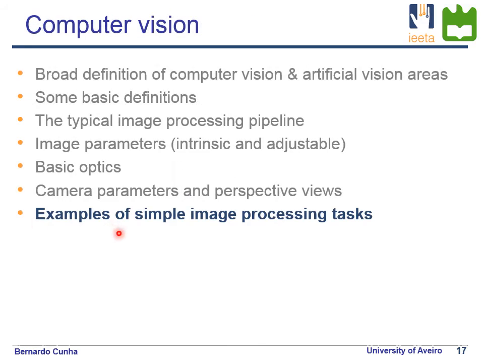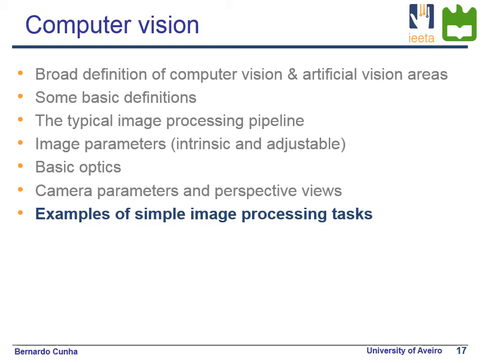Finally, and although this is clearly not the scope of this class, let me just show you a couple of examples of simple image processing tasks. When we come up to this point, it means that everything we have discussed previously has already been established. That is, we know the intrinsic parameters of the camera, we know the characteristics of our sensor, we know what the world coordinate system is, and we know the pipeline and process used to generate the final image.